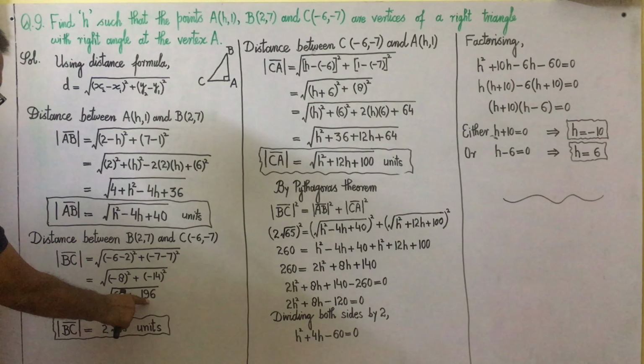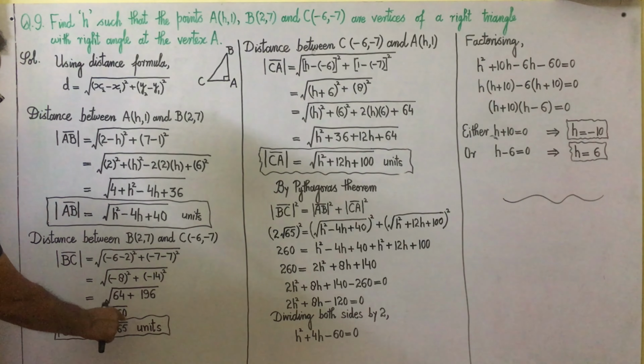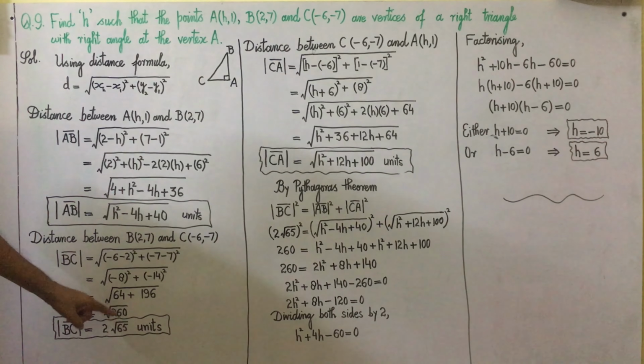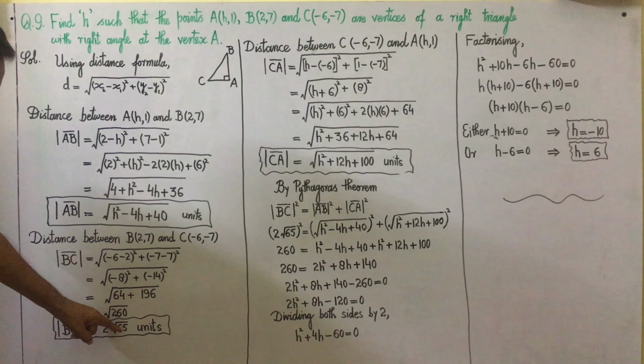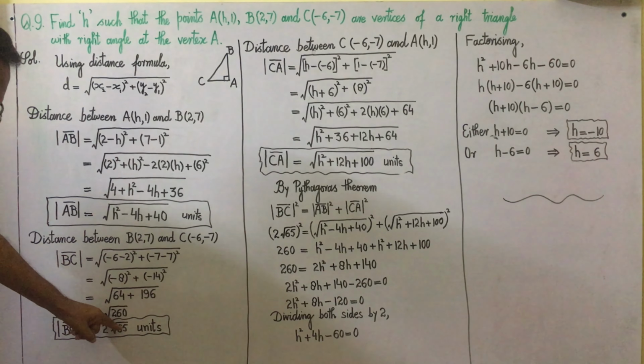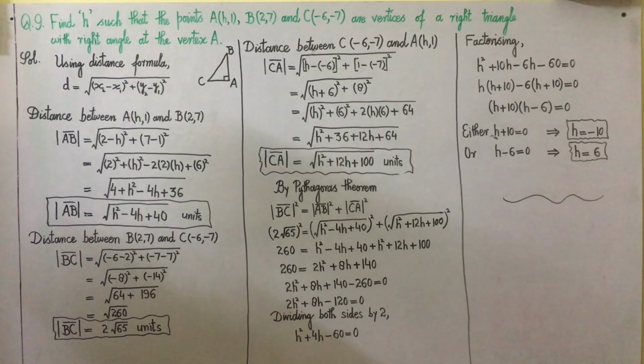64 plus 196 is 260, so square root of 260. 260 is 4 into 65, so it will become 2 into square root of 65 units.